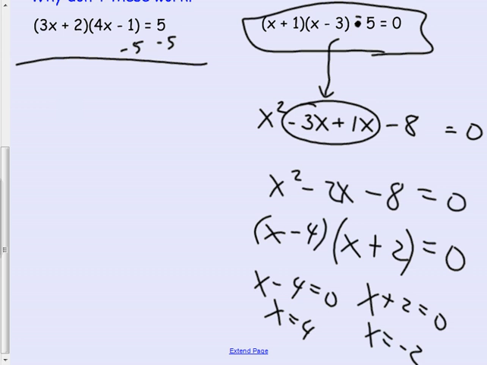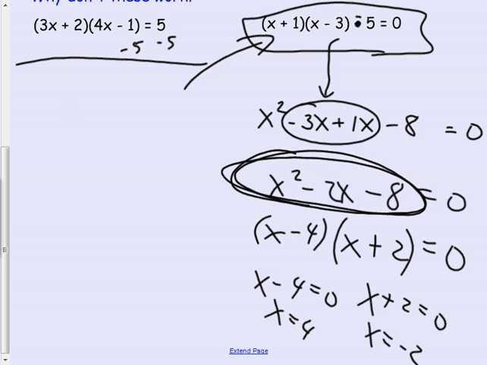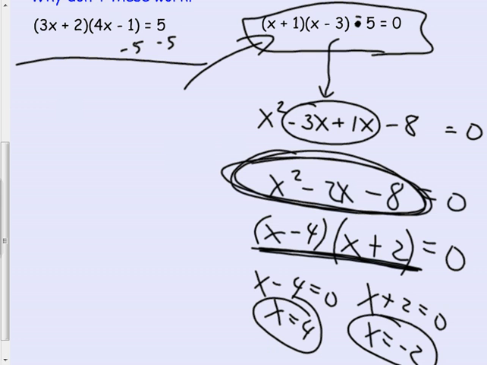Do you get that this was not in factored form? So first I multiplied it out, and I got what form? What's it called? General form. Then, once it's in general form, you can factor it. Yay, once it's factored, you can use the ZPP, zero product property, and get your 2 answers.